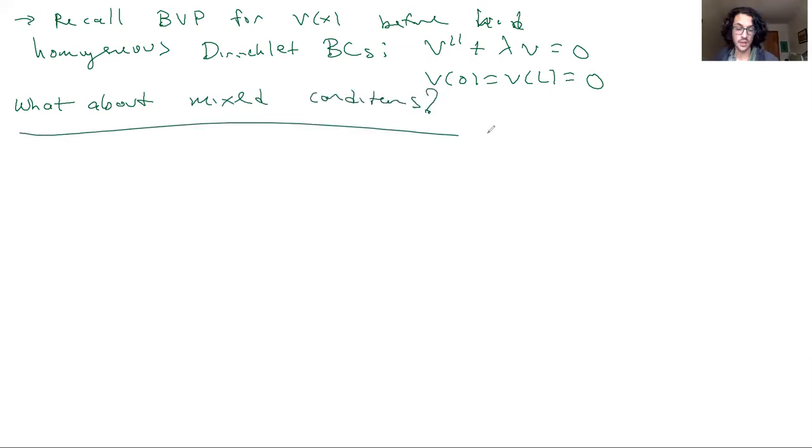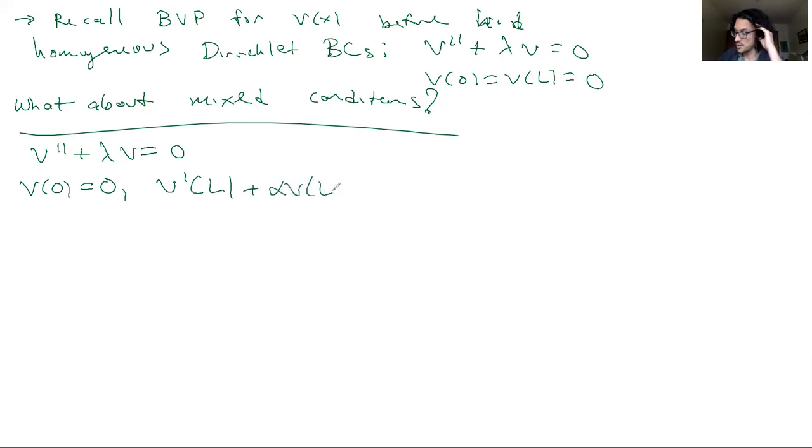And this is more like something you'll see on your homework. So let's say that instead we had v prime prime plus lambda v equals 0. Left boundary condition, pretty normal. Right boundary condition is this Robin boundary condition. Robin just means it involves the derivative and the function itself. It's not a Dirichlet or a Neumann.